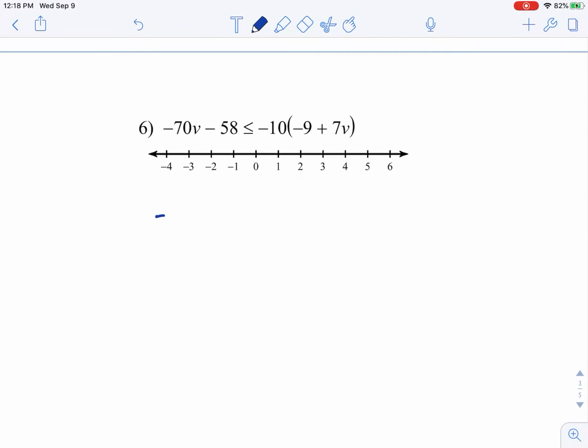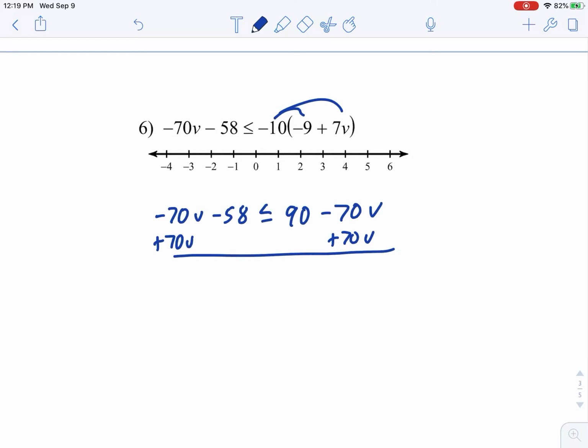So I've got negative 70v minus 58 is less than or equal to, I'll go ahead and distribute here, 90 minus 70v. Okay, I have to get my variables together, so I'm going to add 70v to both sides. That crosses out, and I get negative 58 is less than or equal to 90.